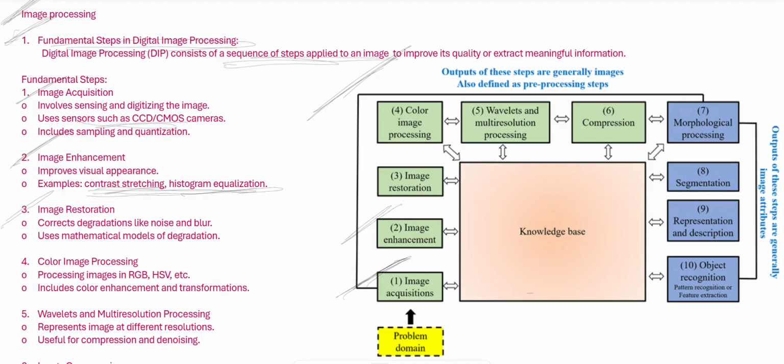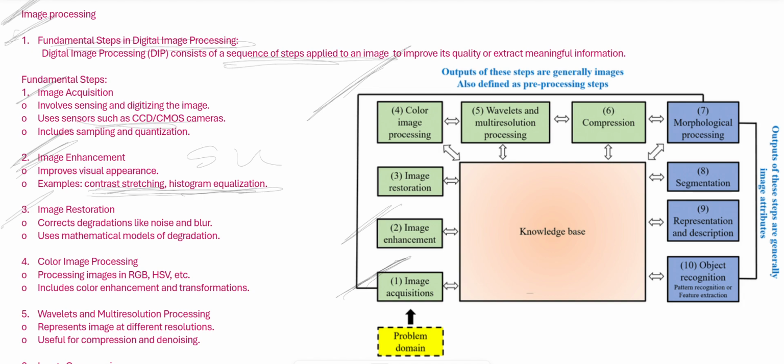Next step is image restoration. Image restoration is objective in nature. Image enhancement is subjective in nature. Image restoration is reconstructing the original image by removing the added noise and degradation that is present in the image. It is based on statistical and mathematical models. So this is what image restoration is, and the next step is color image processing.